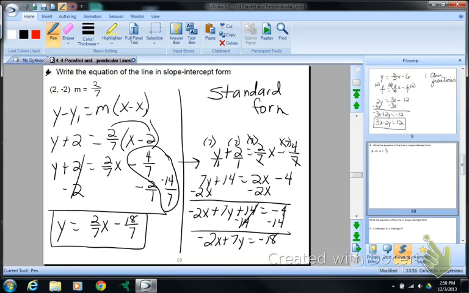Okay, now am I done? No, because a cannot be negative. That negative 2x, that needs to be a positive 2x. So I need to multiply everything by negative 1. Again, that changes the sign. So it's 2x minus 7y is equal to positive 18. Now it is in standard form.